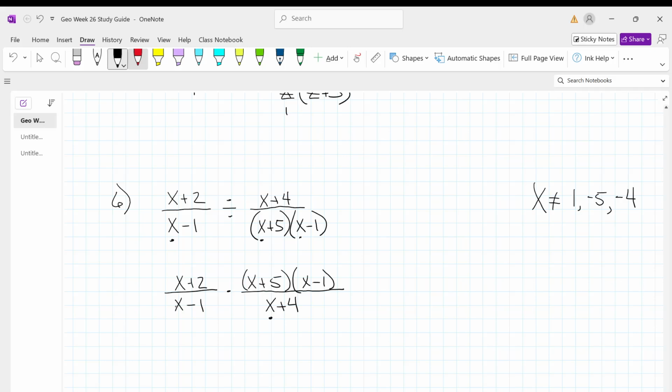Not a whole lot of canceling, but these x minus 1s cancel each other out. We're left with x plus 2 times x plus 5 in the numerator, and just the x plus 4 in the denominator. So that's your simplest form with those 3 restrictions.